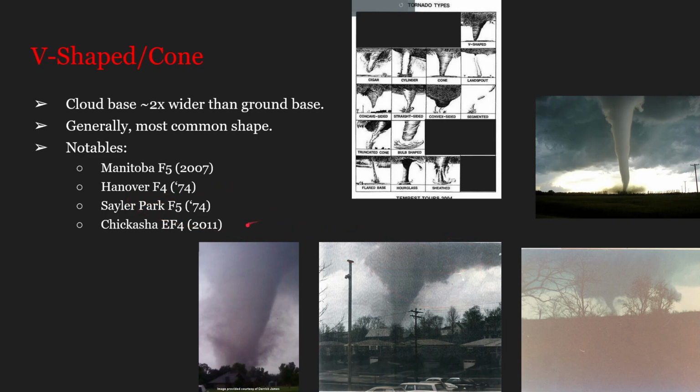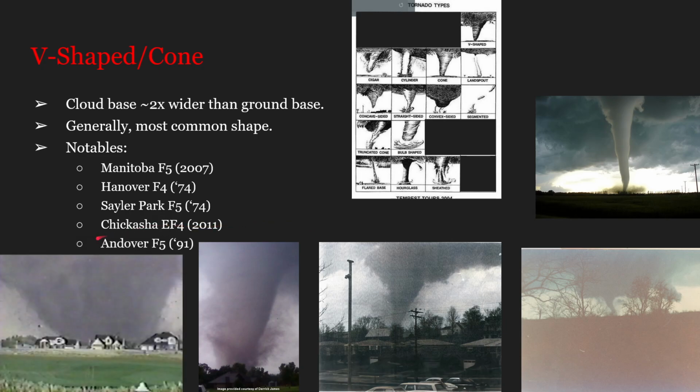Forgot to mention that. And lastly, a very wide cone is the Andover, Kansas F5 from 1991, from a very famous video of the Andover tornado.